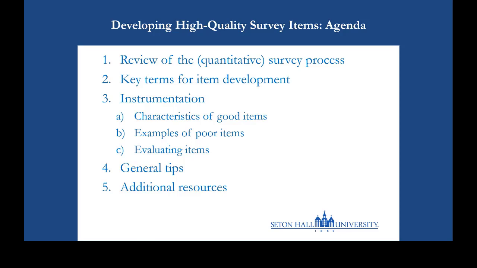And the way that I'm going to talk about how to develop high quality or good items is to start by talking about the characteristics of good items. So high quality items, good survey items should look like X, Y, and Z. Should have these kind of characteristics.